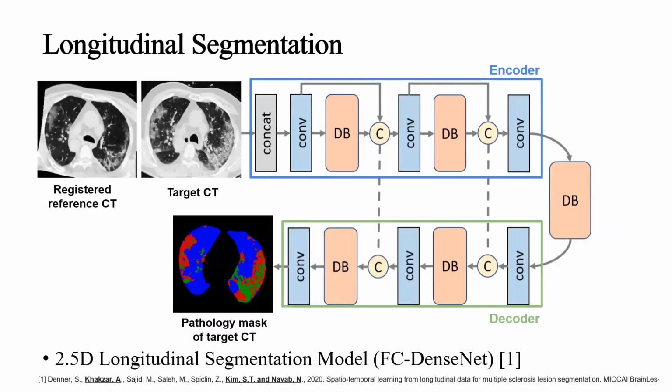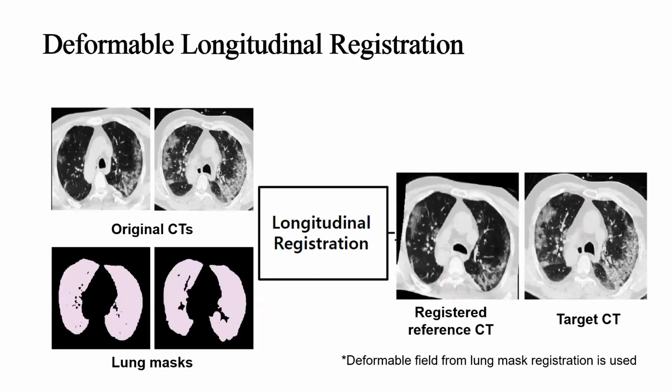For longitudinal segmentation, a 2.5D segmentation model, which is built based on fully connected DenseNet, is designed where 2 CTs are concatenated as input. Spatial-temporal cues from the 2 CTs are encoded to improve the segmentation on the target CT. Results from 3 different views are aggregated in order to produce volumetric results. As you can see in this figure, fine-grained multi-class pathologies, including ground glass opacity, consolidation, and fluid effusions, are segmented.